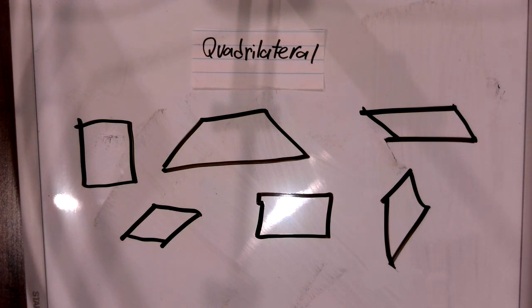Quadrilateral. These are polygons that are flat-shaped, two-dimensional, with four sides. There are several types of quadrilaterals. We have rectangles, rhombus, parallelograms, trapezoids, which we're all going to get into right now.